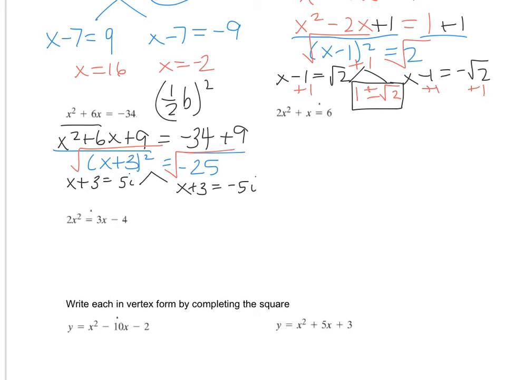So, because remember, this is the square root of negative 25, which is 5i, but then you have to do plus or minus. So my answer is going to be 3, or negative 3, because I have to subtract 3 from each side, plus or minus 5i.